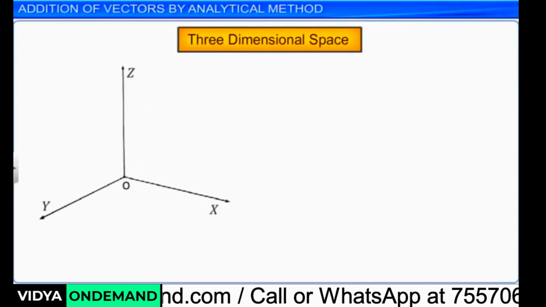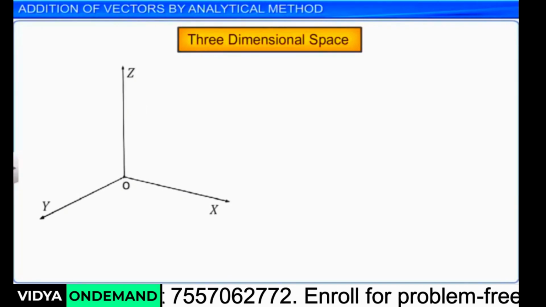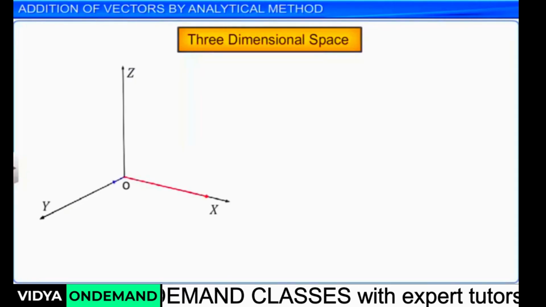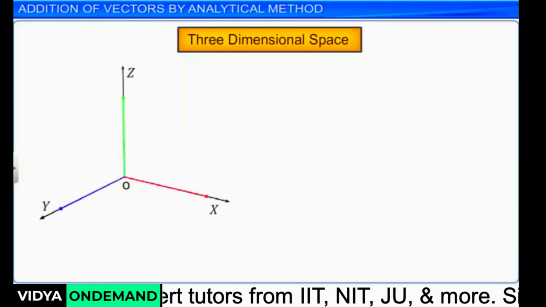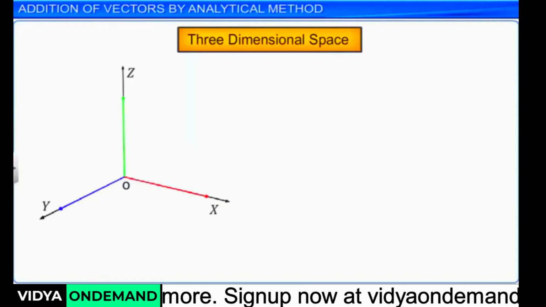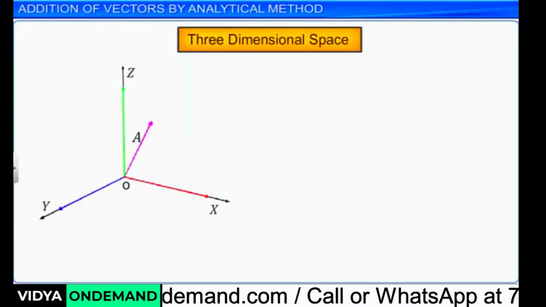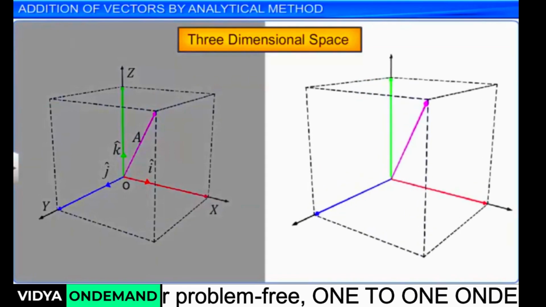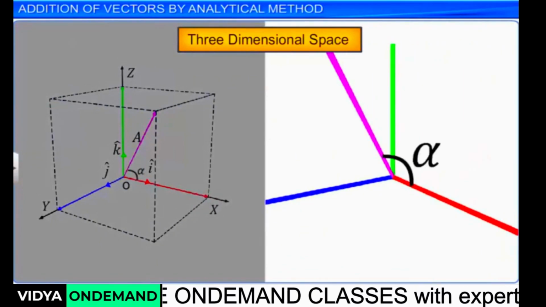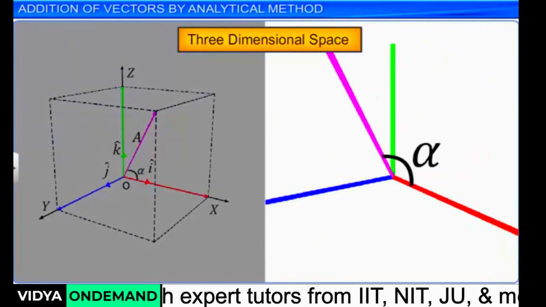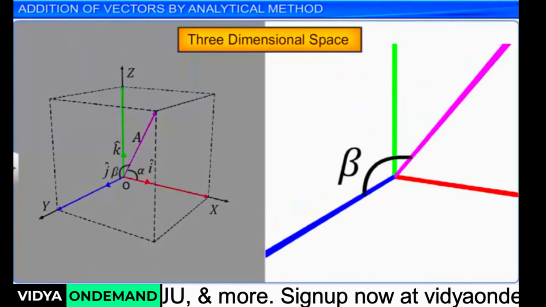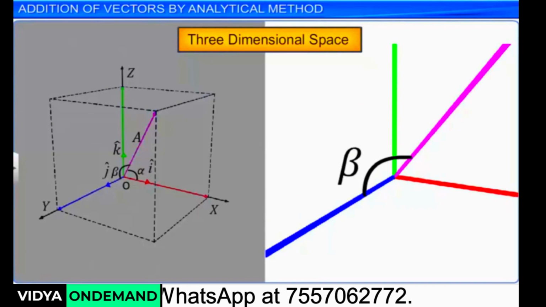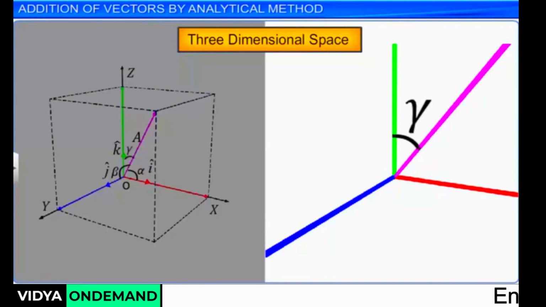Now, let's discuss vectors in three-dimensional space. Create x, y, and z coordinate axis passing through point O. Then represent a vector A passing through O. Here, alpha is the angle between vector A and the x-axis. Beta is the angle between vector A and the y-axis. And gamma is the angle between vector A and the z-axis.